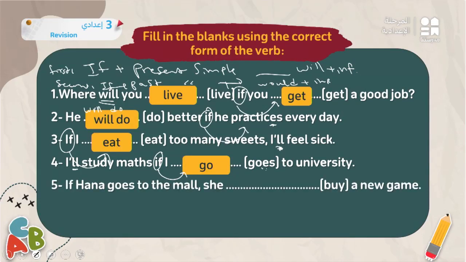Number 5, if Hannah goes to the mall, she buy a new game. I circle if. اللي بعدها present simple أهو، يبقى ده first type of if conditional. So the other part is will buy. Will plus infinitive.